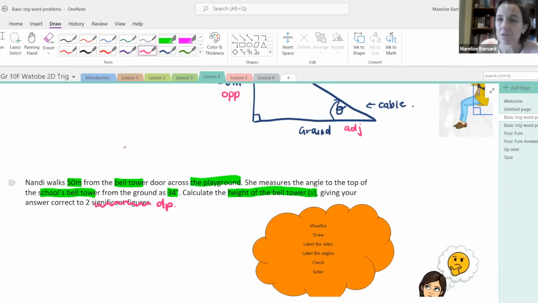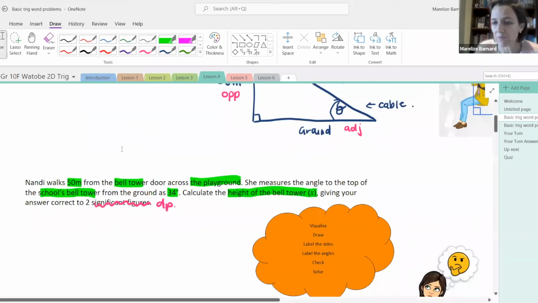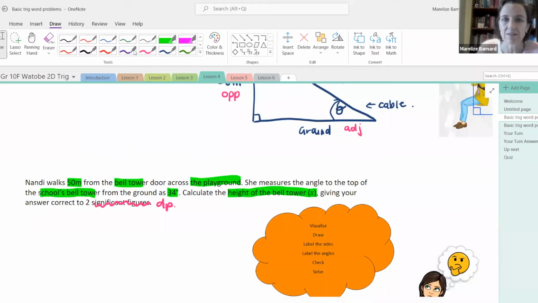Okay, so same story, visualize the situation. So visualize, draw, then put your measurements in and label your sides, check and solve using your correct trig ratio. Okay, we are going to check back in about 2 minutes time at 17:26 to see how you are doing.